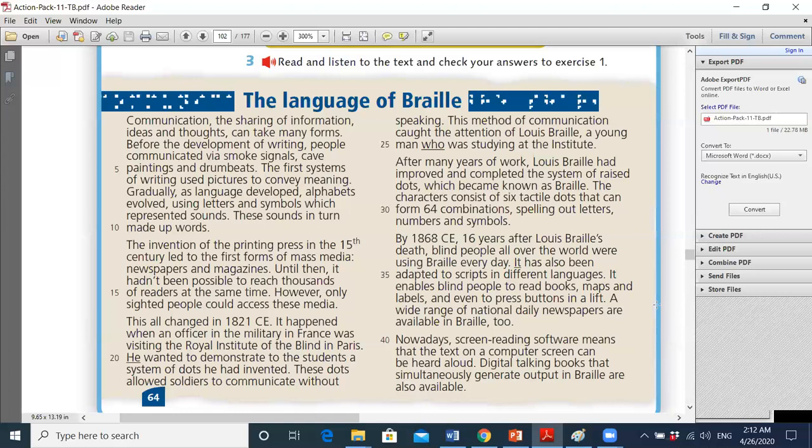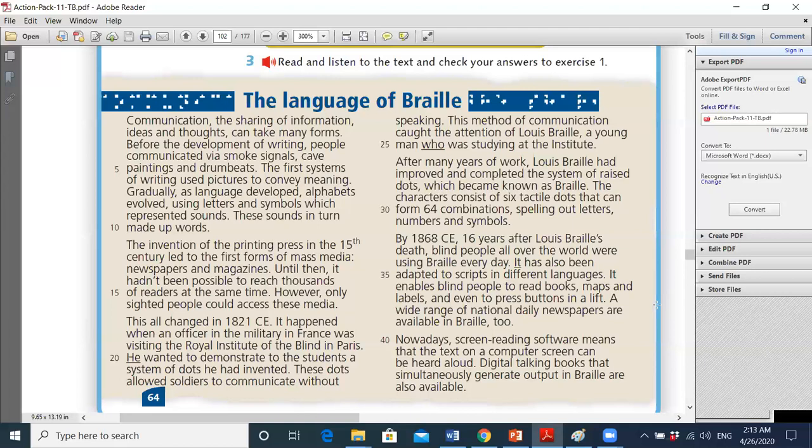Moving on, the invention of the printing press in the 15th century led to the first forms of mass media. Notice the colon after mass media shows us that this is going to be an illustration or examples or more information about what is mass media. Mass media means newspapers and magazines. This is the original meaning of mass media, newspapers and magazines.